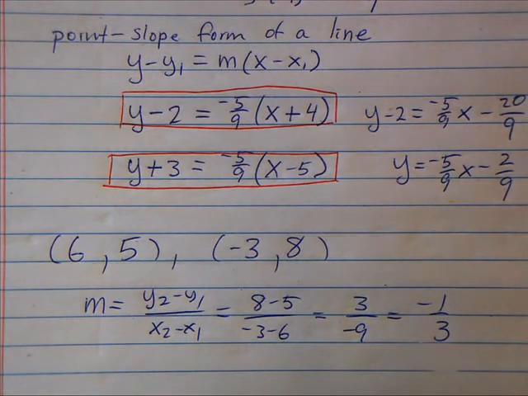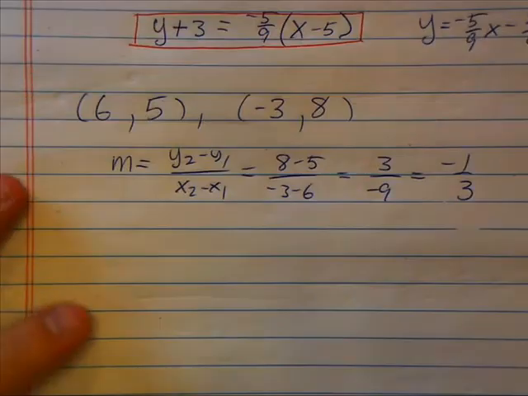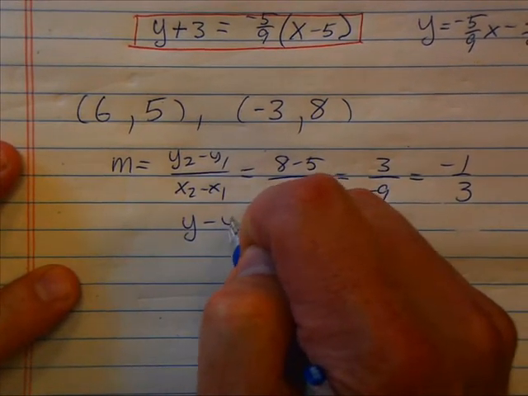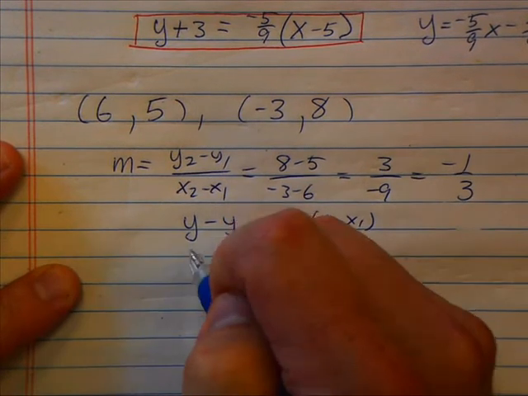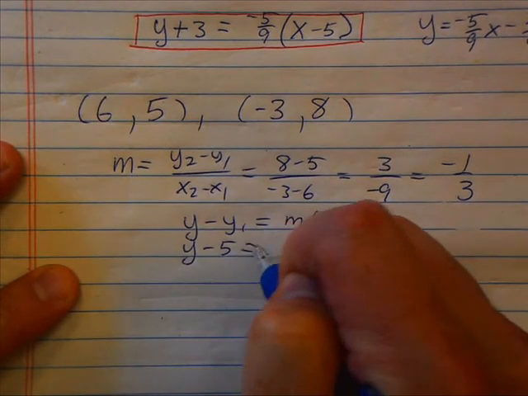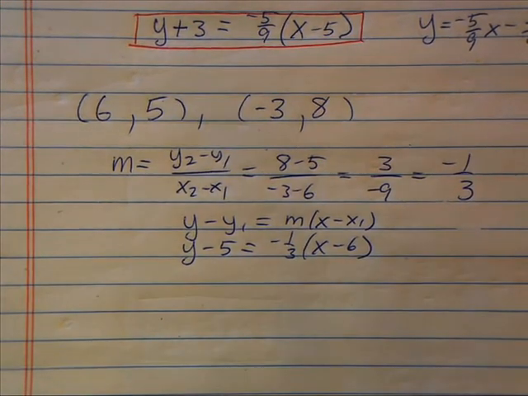Now, this is my personal choice. If this number comes out to be a fraction, I almost always use y minus y1 equals m times x minus x1. That's my choice, because I think it's going to be easier. I think for this problem, it works out pretty nicely either way. But because this number is a fraction, I personally would go y minus y1 equals m times x minus x1. So I would write y minus 5 is -1/3 times x minus 6. And I would stop right there.